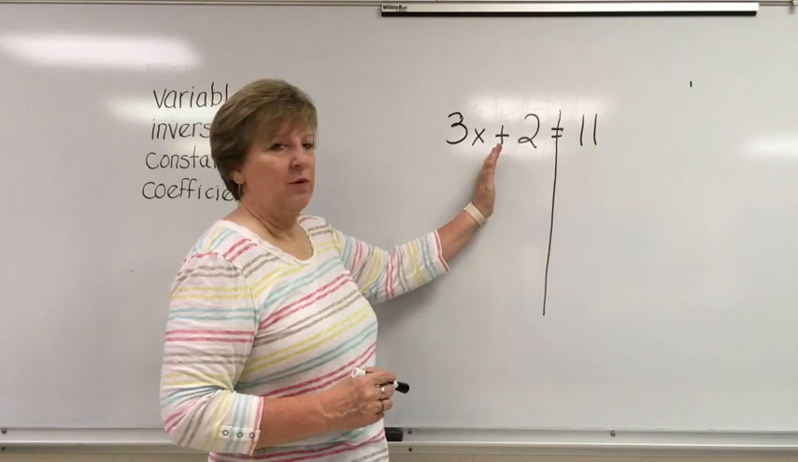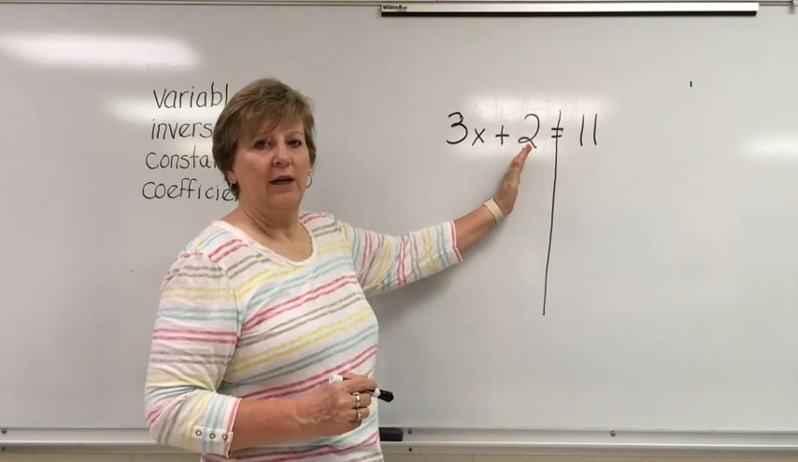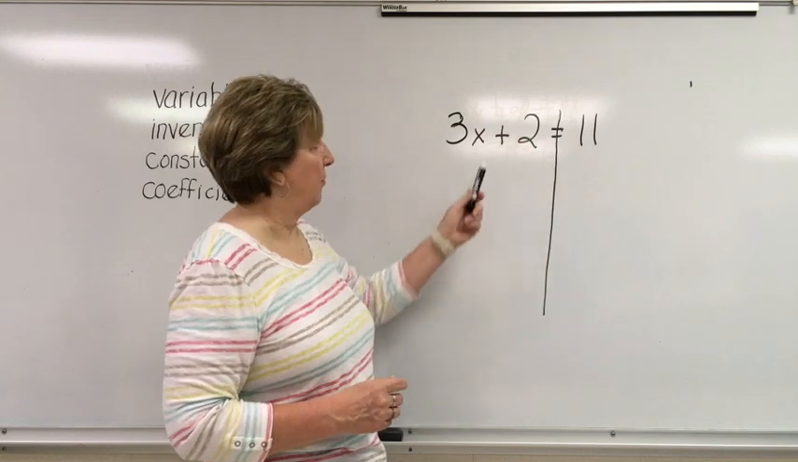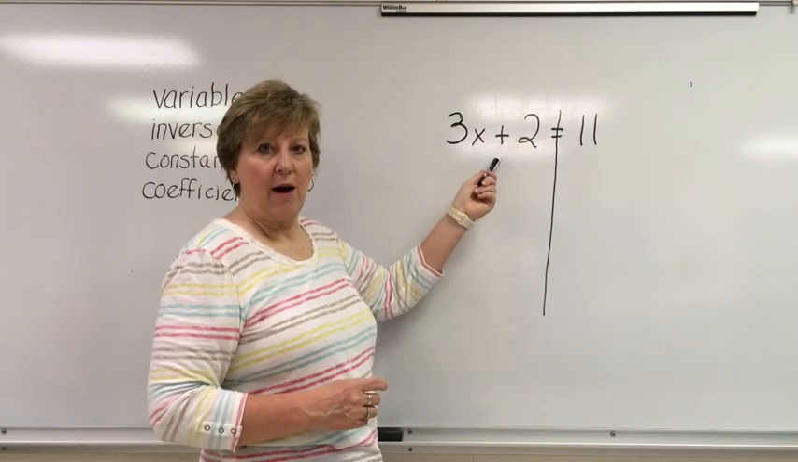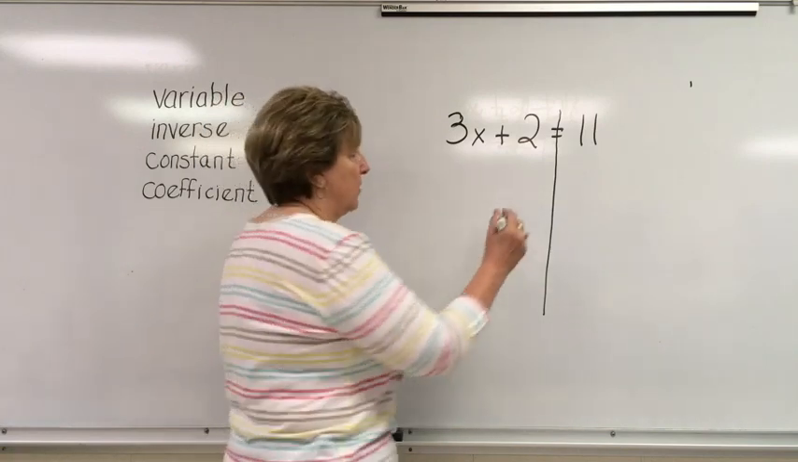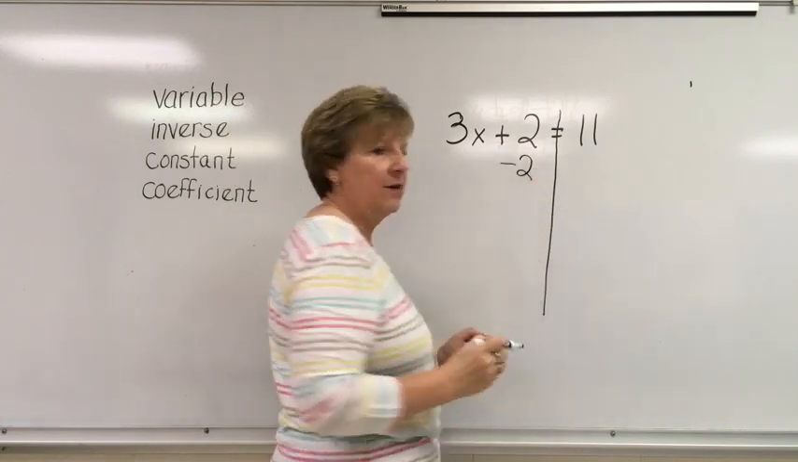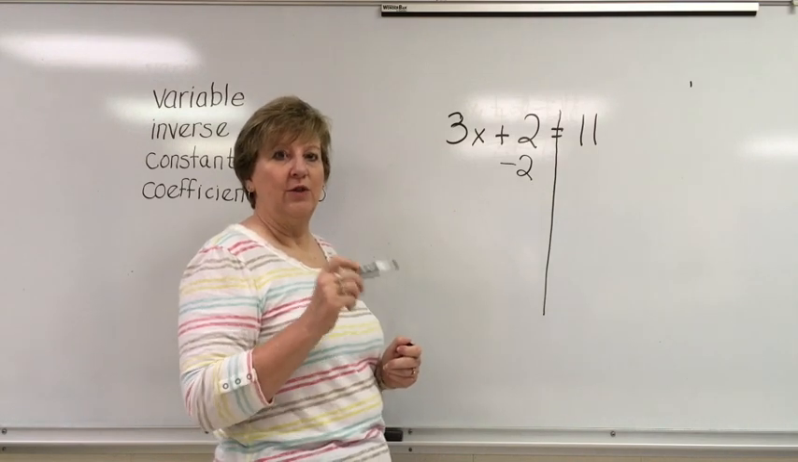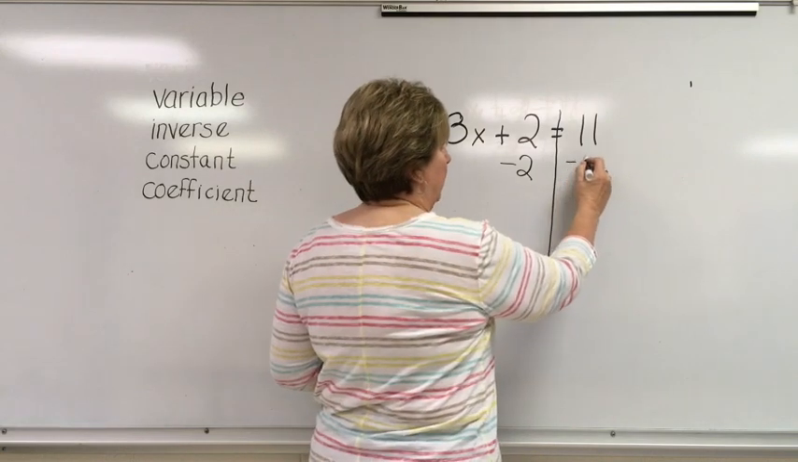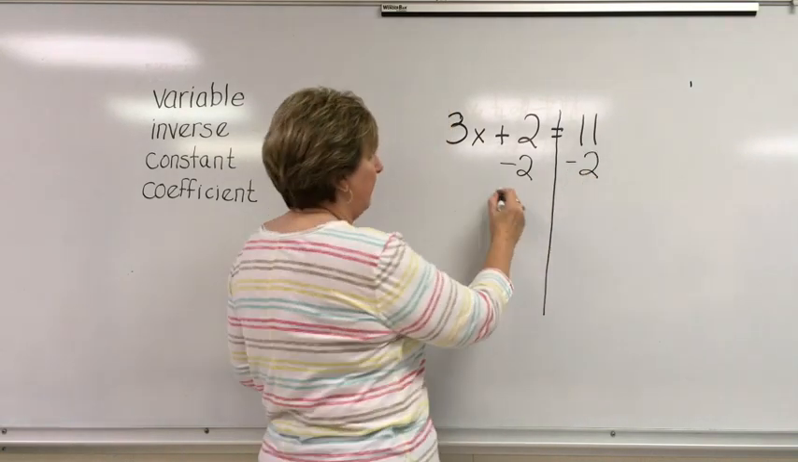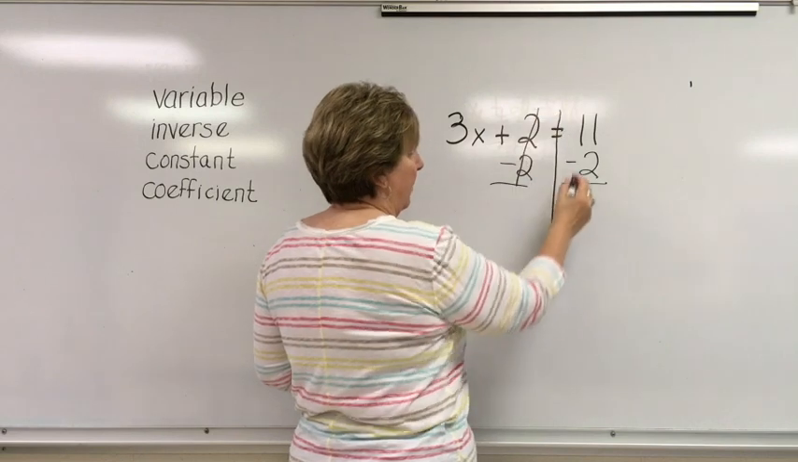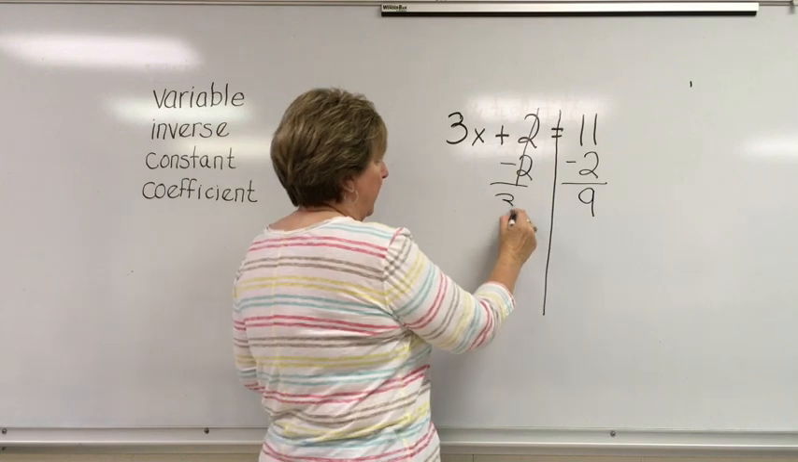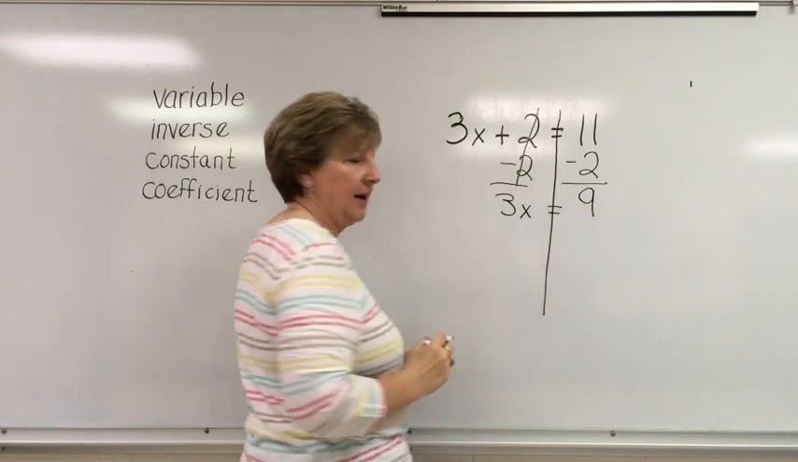When we did the one-step equations, Ms. Davis taught us that we want to get rid of the constant first. To do that, we use the inverse operation, or opposite, which is minus. So we're going to take 2 minus 2. And if you remember our little video we watched, what you do to one side, you do to the other side. So we subtract 2 from 11. Those cancel out. 11 minus 2 is 9. Then we bring down our 3x equals 9.